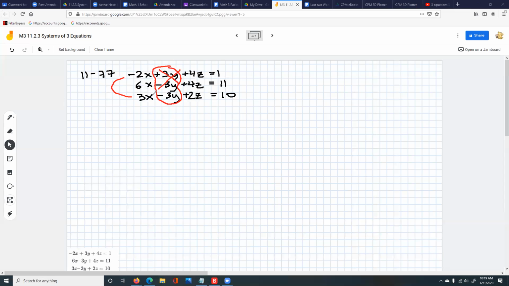I wouldn't pick the x's because I'm going to have to multiply this by 3 to get it to be 6, and I'd have to multiply this by 2, and that's just too much work. Why do that when these will cancel when I add them together? So I'm going to pick to eliminate the y's.